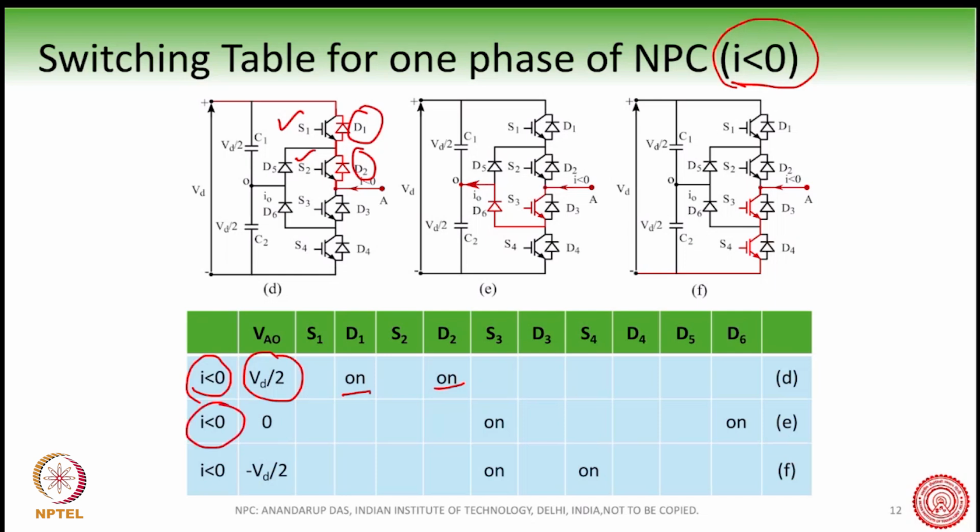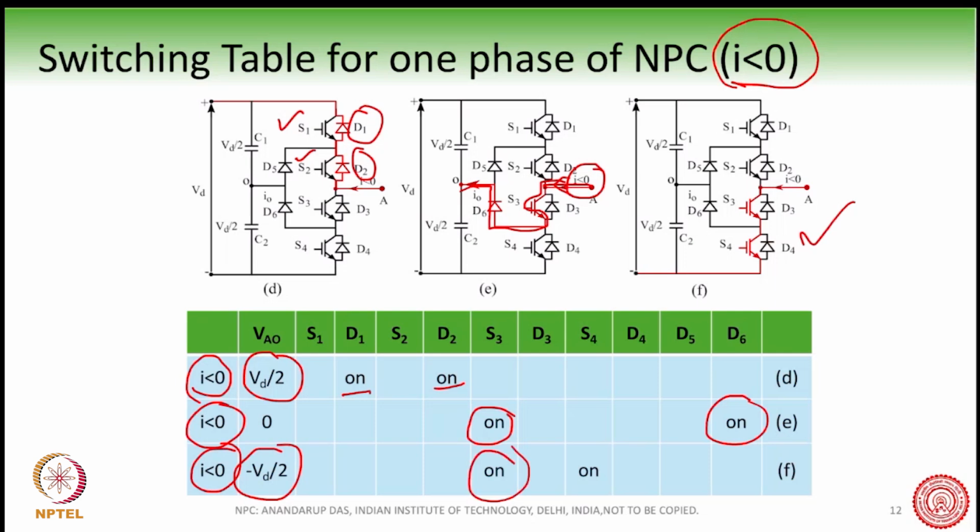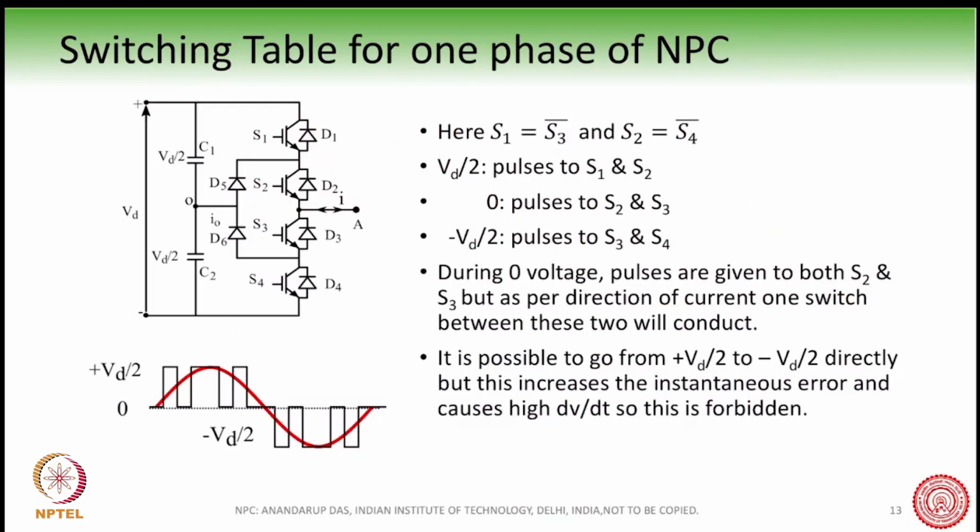Similarly, if you take I less than 0, where the current is coming into this O terminal and we want a 0 voltage, then if I give the pulse to S3, S3 and D6 will conduct. It will conduct like this. And similarly, if I is less than 0 and I want to get a minus Vd by 2, of course, I will turn on S3 and S4. I will give the pulses to S3 and S4, they will be turned on, and the current will flow like this.